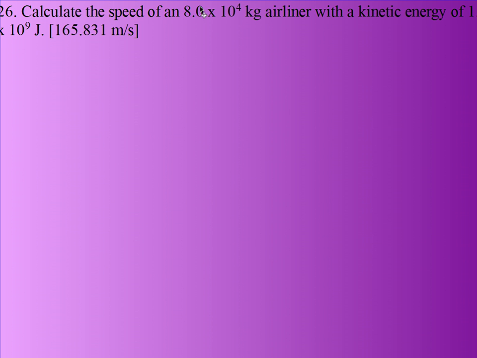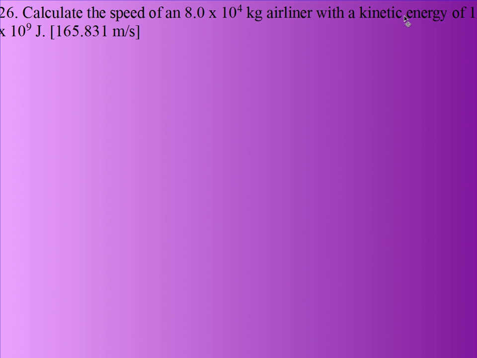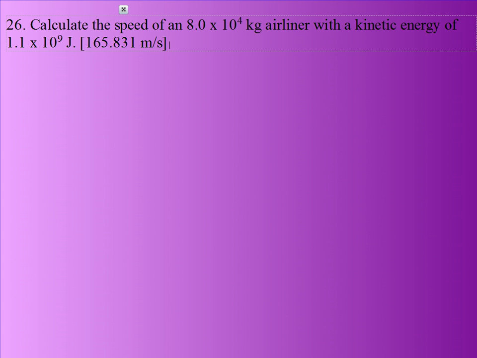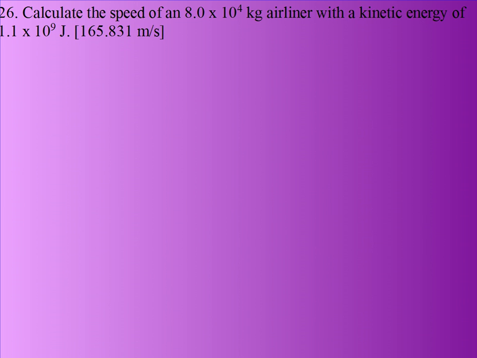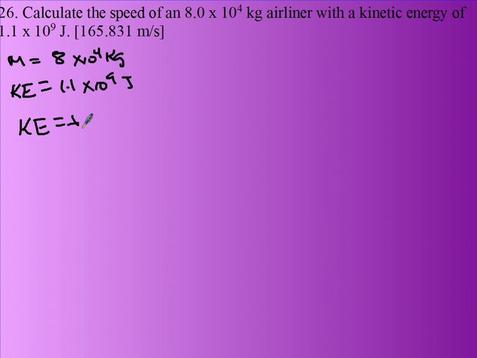Now let's calculate the speed of an 8 times 10 to the 4th kilogram airliner. We're in kilograms. And it has a kinetic energy of 1.1 times 10 to the 9th joules. Okay, kinetic energy is 1/2 mv squared. Let me show you the steps for solving this. I didn't really have space on the other problem.